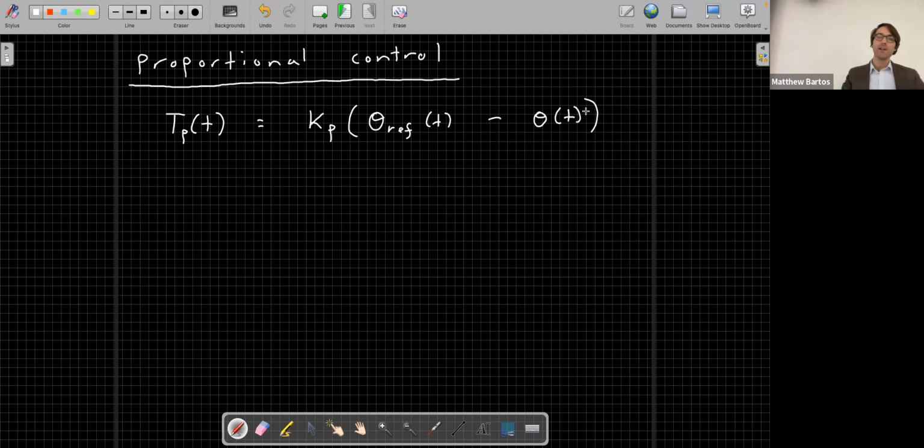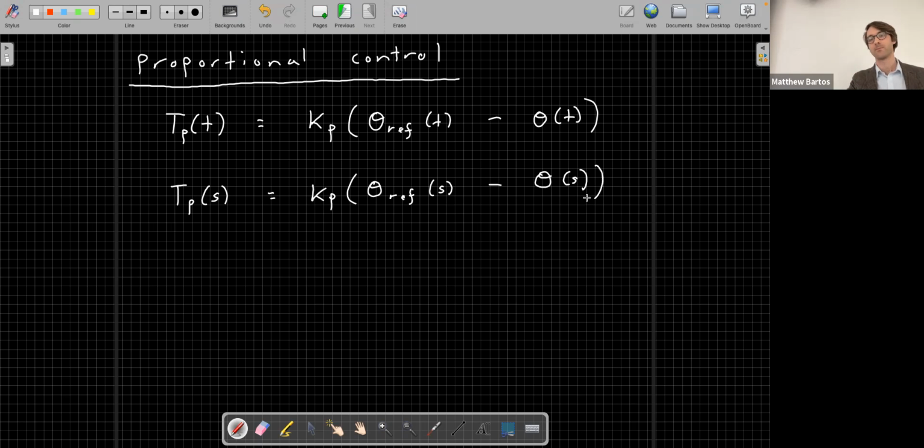And generally, this will be expressed in the frequency domain. So if we take the Laplace transform, we simply get Tp of s is equal to Kp times theta ref of s minus theta of s. So we're feeding back a control torque that's in direct proportion to the deviation of the scooter's angle from our desired angle. That's all we're doing here. We can draw this out in block diagram form.